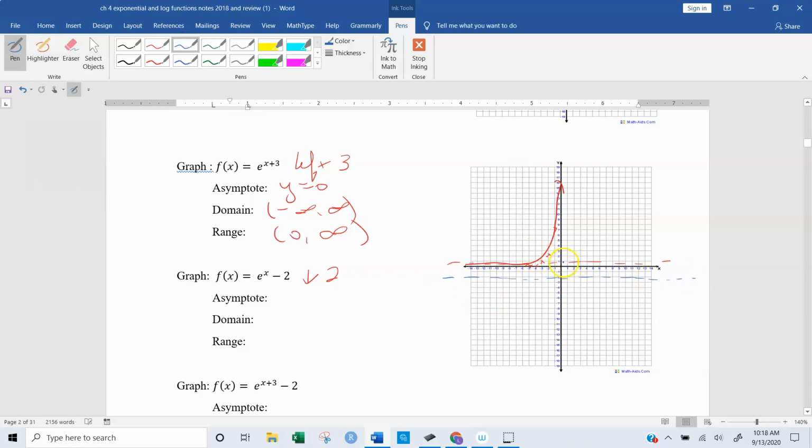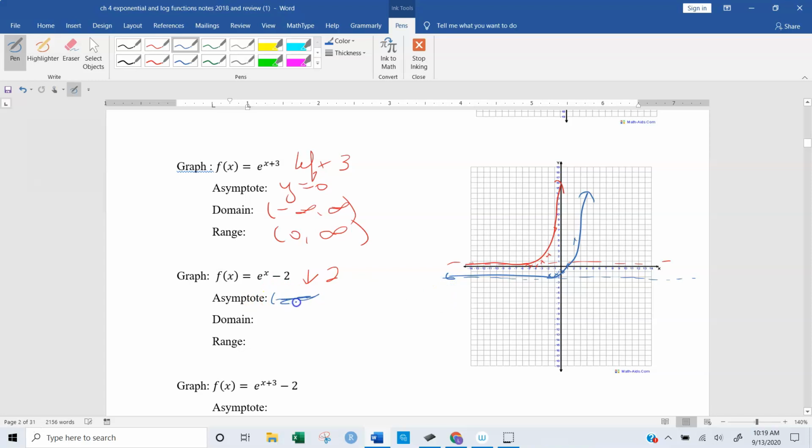Now we're going to move every point down 2. So 1 was down 2, the point almost a third down 2, the point 1 down 2. We're going to go 2.72 down 2, and 7.38 down 2. Draw in your transformation.